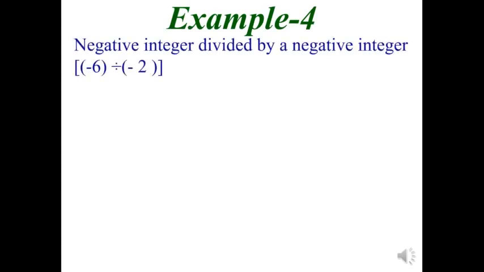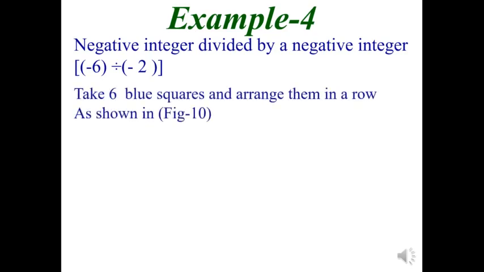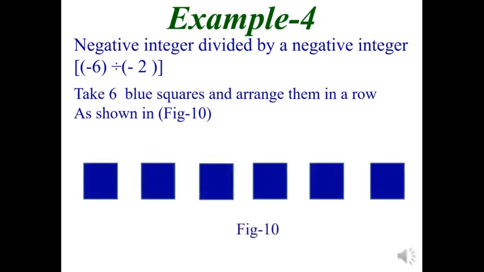Next, example 4. Negative integer divided by a negative integer. For example, -6 divided by -2. So first take 6 blue squares. Blue is for negative. So first you take 6 blue squares and arrange them in a row as shown in figure 10. So this is our figure 10.